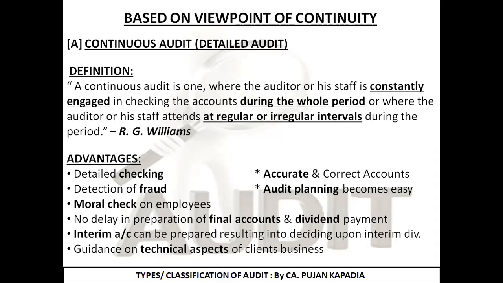That is, I had explained you when I'm constantly engaged in verifying the books of accounts of my client during the entire period, that is during the whole year, either at regular intervals or at irregular intervals, I'm paying a visit to my client's place. In short, I'm constantly engaged with the audit work and I'm checking and verifying every transaction that is being incurred by my client. Then such kind of audit is known as continuous audit.